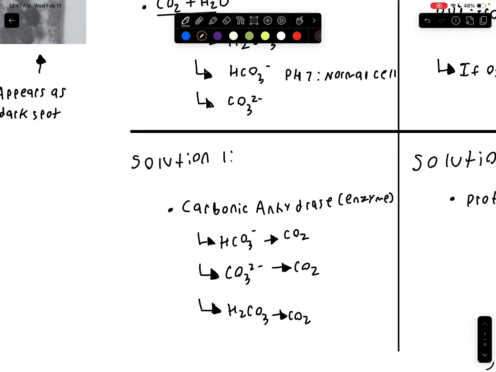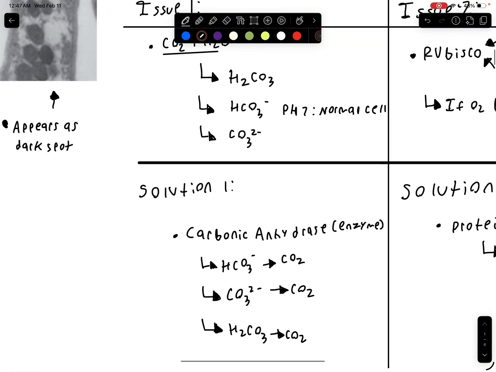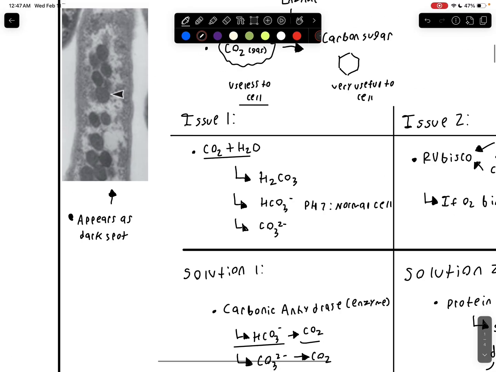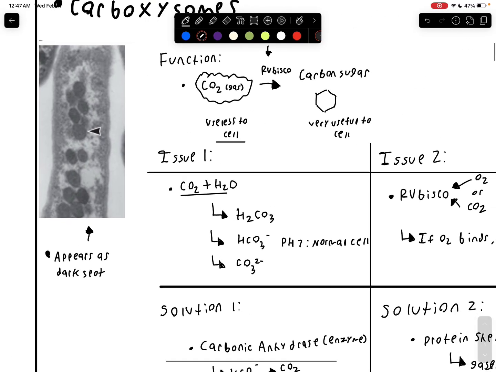What cells, prokaryotic cells have come up with is carbonic anhydrase. It's an enzyme, so a protein, that can take any of these three. So, for example, it can take the HCO3 minus, or the CO3 2 minus, and turn it into CO2, etc., right? So now we've solved that. We have our CO2 now, which is good because that's what we need over here.